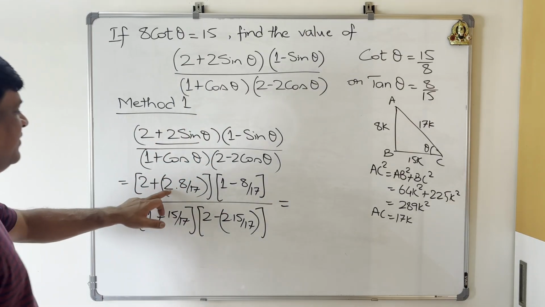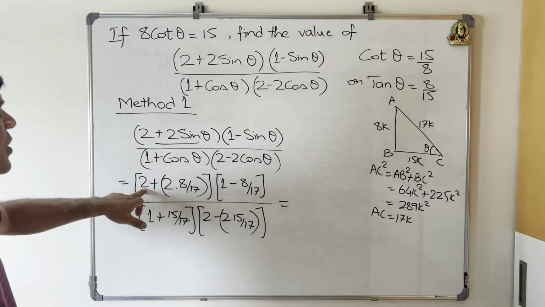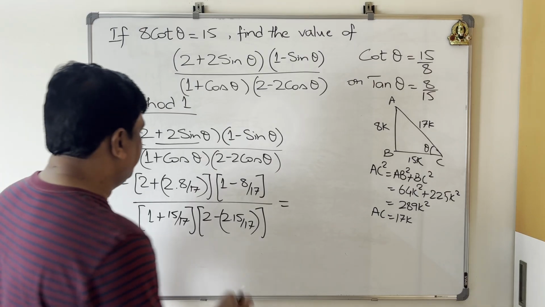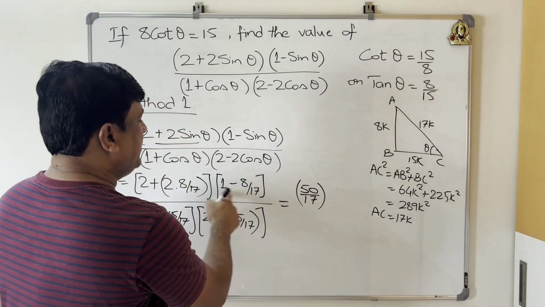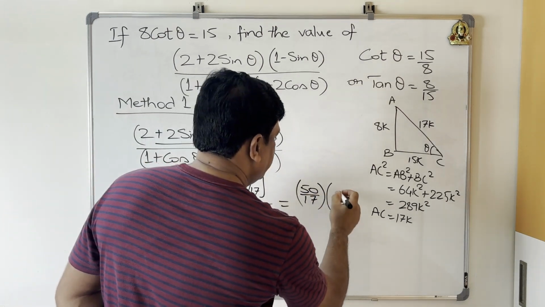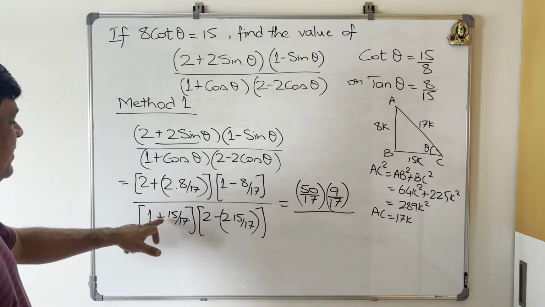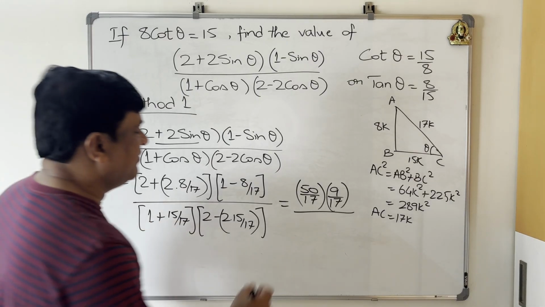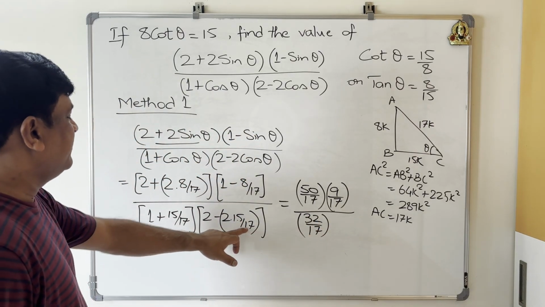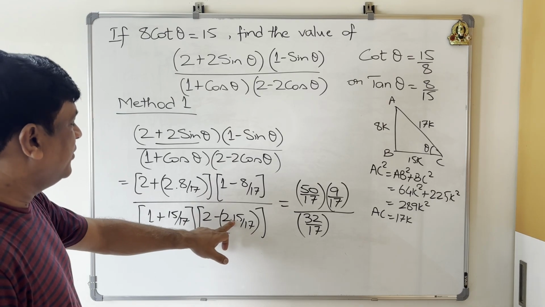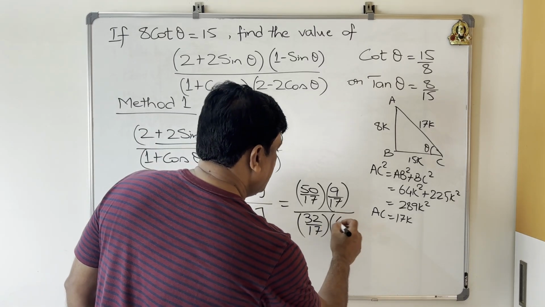So what do you get here? 2 8s are 16. This is 16 by 17. 17 into 2 is 34. 34 plus 16 is 50. So this becomes 50 by 17. The first one becomes 50 by 17 times, this becomes 17 minus 8, which is 9 by 17. That's your numerator. This becomes 17 into 1, 17 plus 15 is 32. So this becomes 32 by 17, right? This becomes 34 minus 30, which is 4 by 17. So this becomes 4 by 17.